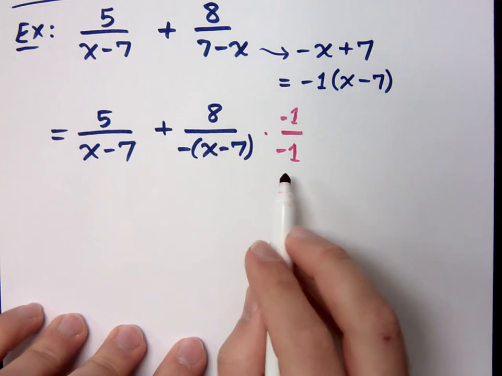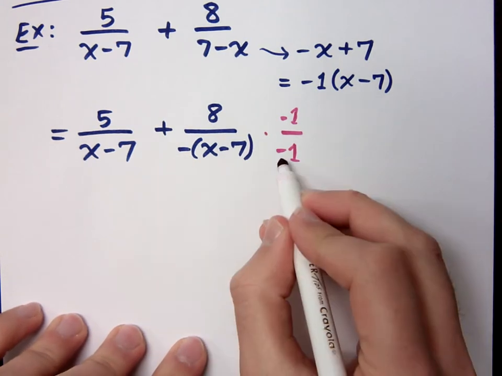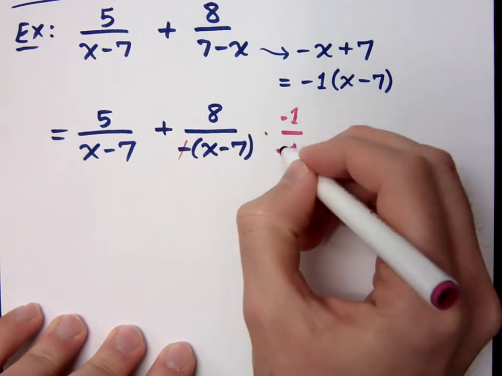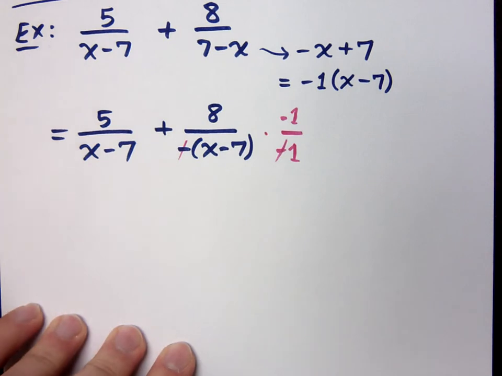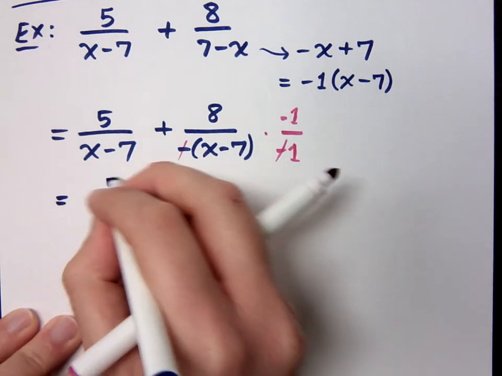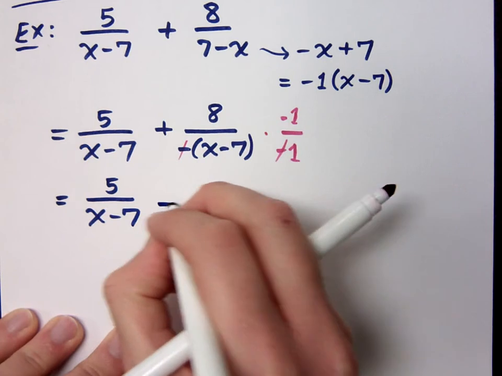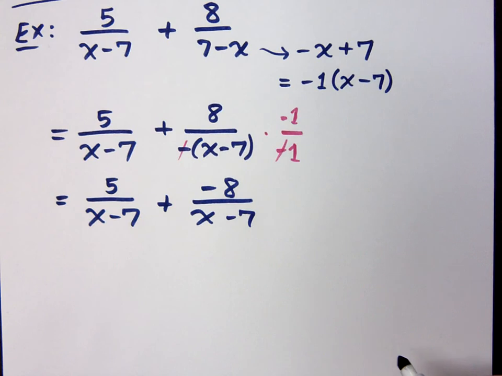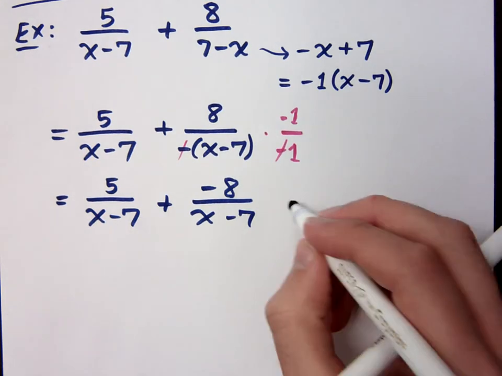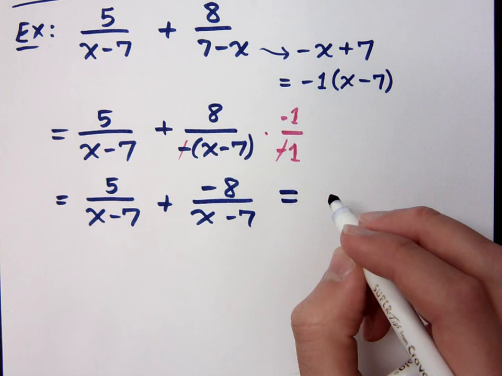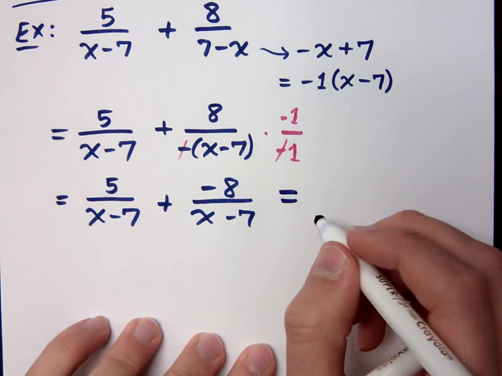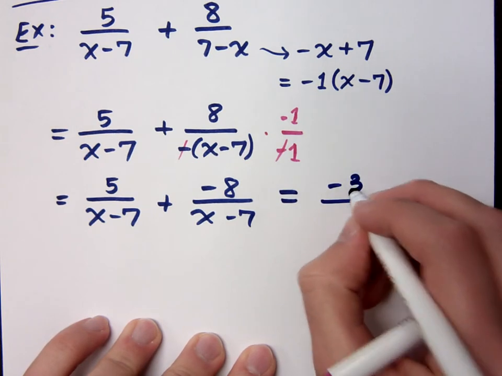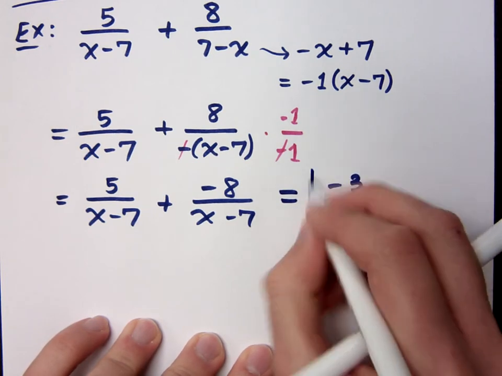So the reason I'm multiplying this times negative 1 is because what's negative times negative? What's going to happen in the denominator? It's going to become a positive. But in the numerator is where the negative will now reside. So I'm going to have 5 over x minus 7, and now it's negative 8 over x minus 7. Now these do have the same denominator. So what do I get here? 5 and a negative 8, that's negative 3 over x minus 7.